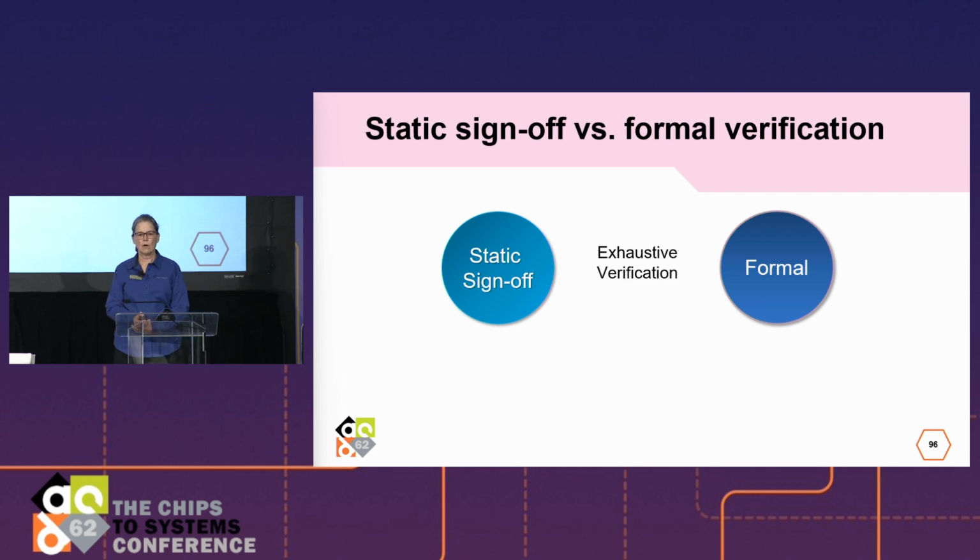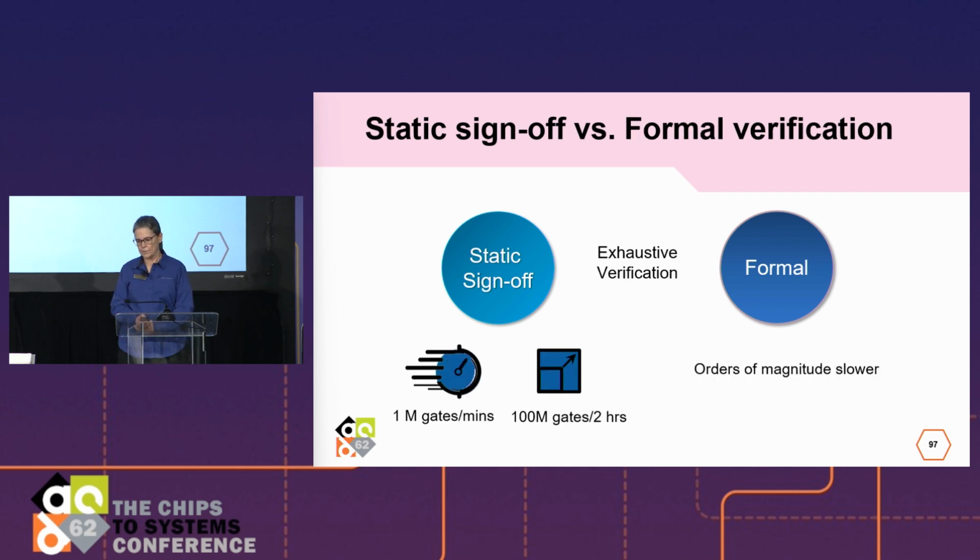Let's compare hardware security sign-off approaches. There's static sign-off and there's also formal. Both are very comprehensive ways of signing off. However, static sign-off can analyze millions of gates in minutes, orders of magnitude greater than formal, and it can handle much larger capacities.